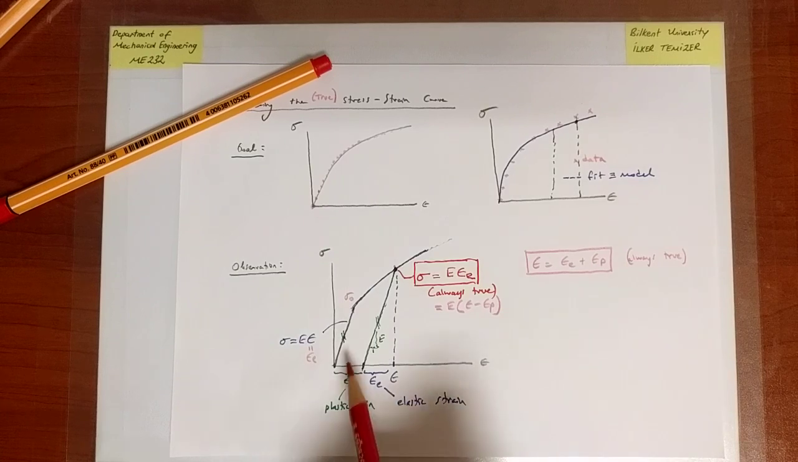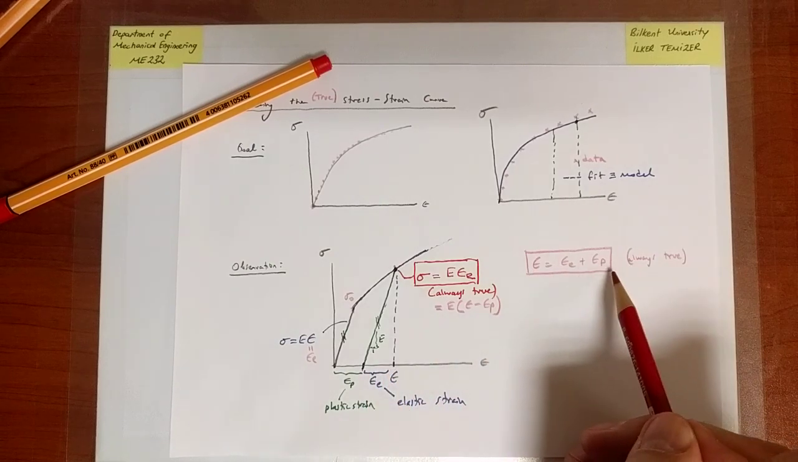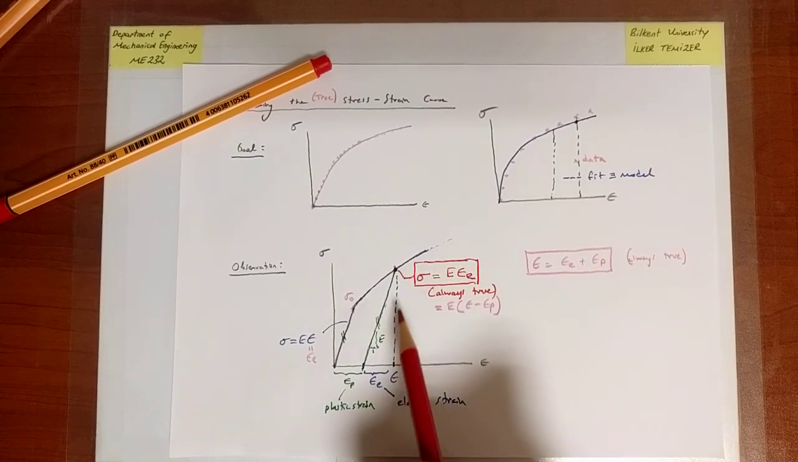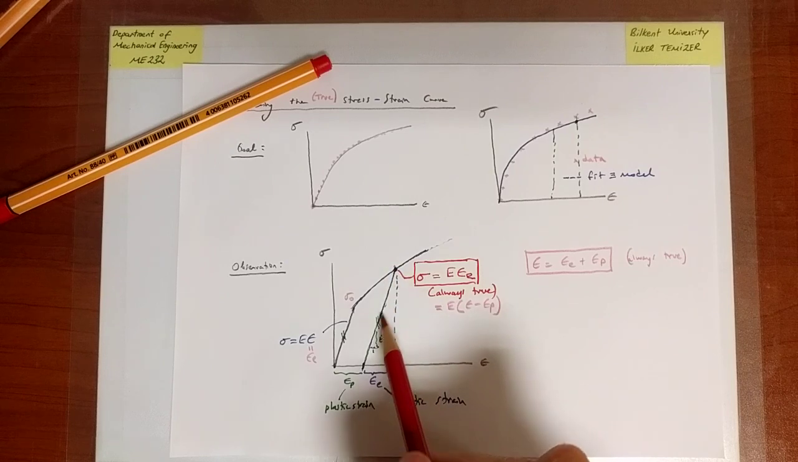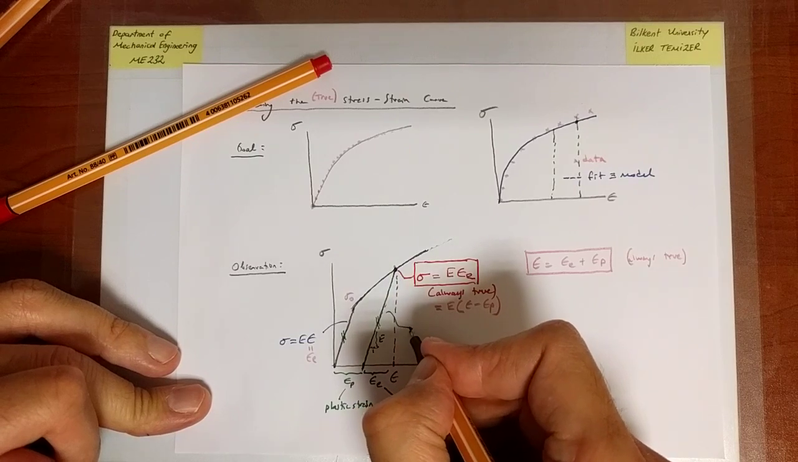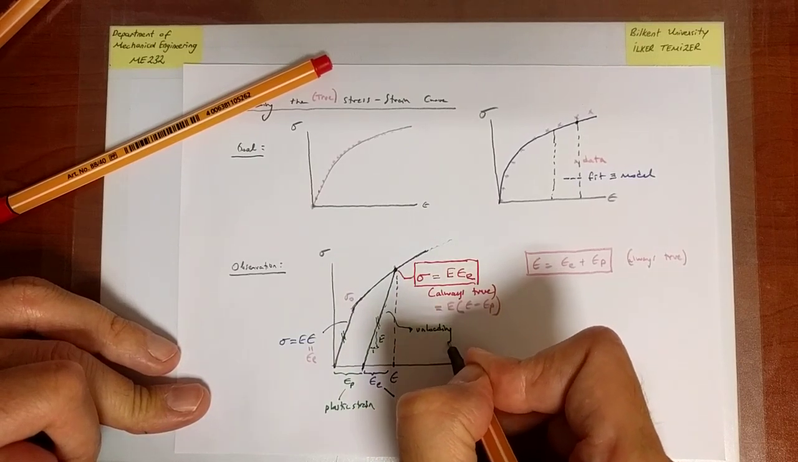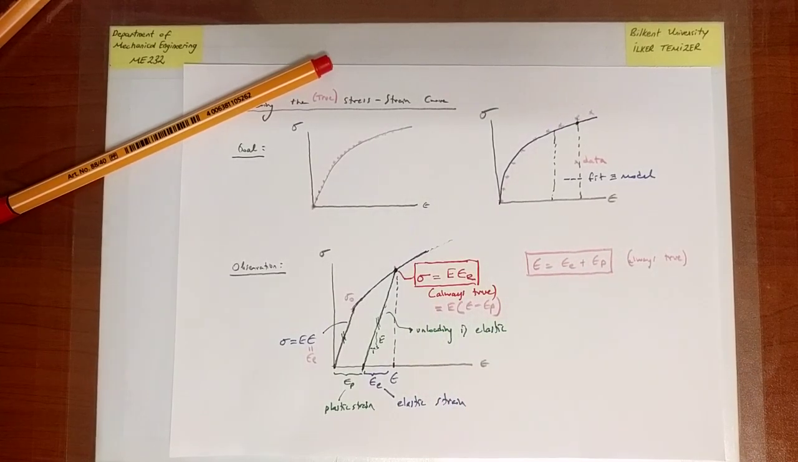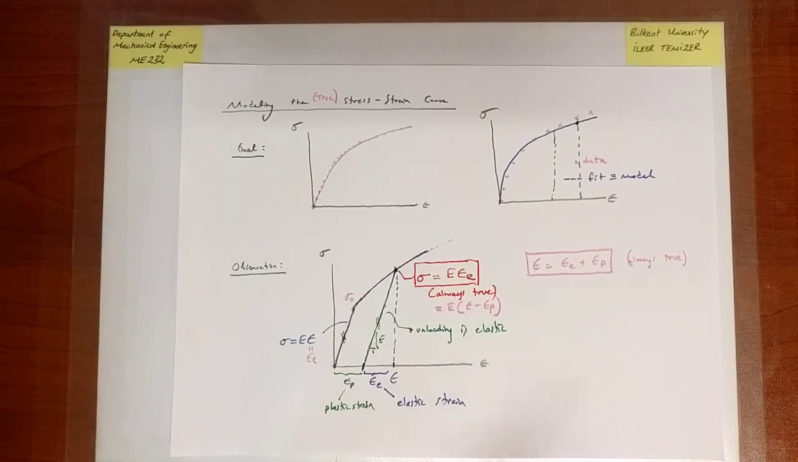What is the motivation behind all of this? Well, if I unload at any stage, there's going to be some permanent deformation and elastically recovered deformation. So the total strain is decomposed into elastic and plastic parts. This is always true. And moreover, if I'd like to calculate the stress at any point, unloading is always elastic. So that's the message here. Unloading is elastic, and therefore the stress is always equal to the Young's modulus times the elastic strain. Okay, so that's also always true.